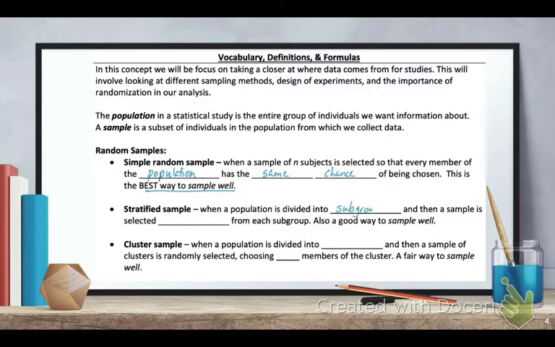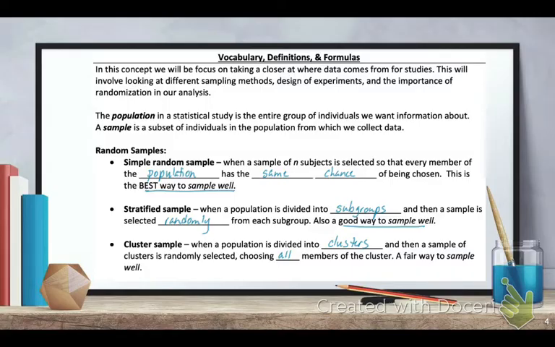And then a sample is selected randomly from each group. This is also a good way to sample well. A cluster sample. This is when a population is divided into clusters, and then a sample of clusters is selected, choosing all of the members in the cluster or clusters. This is a fair way to sample, not the best way.